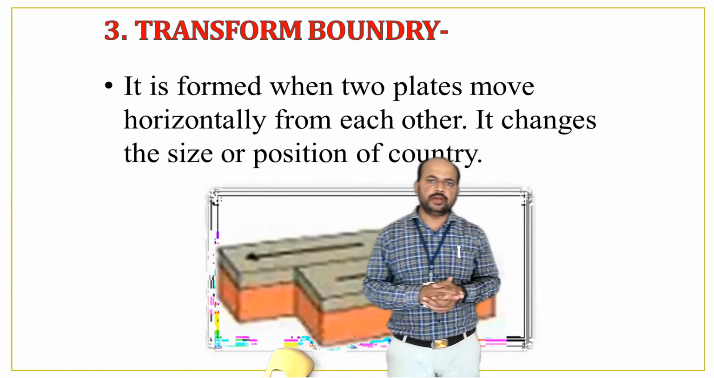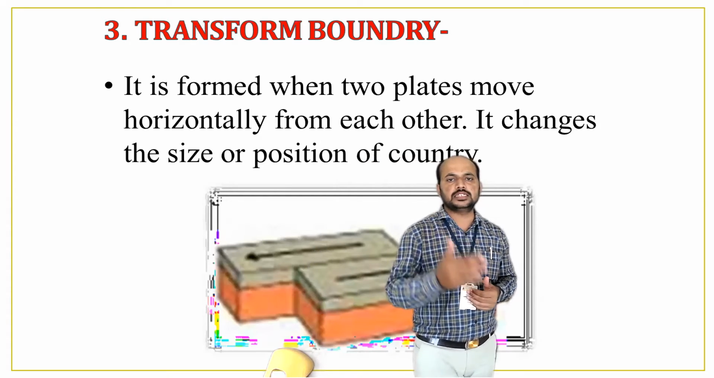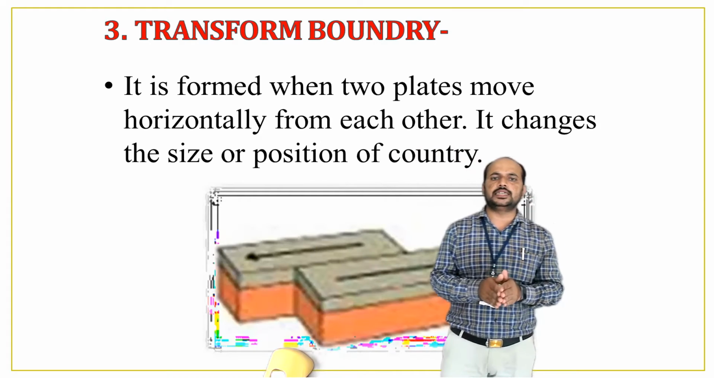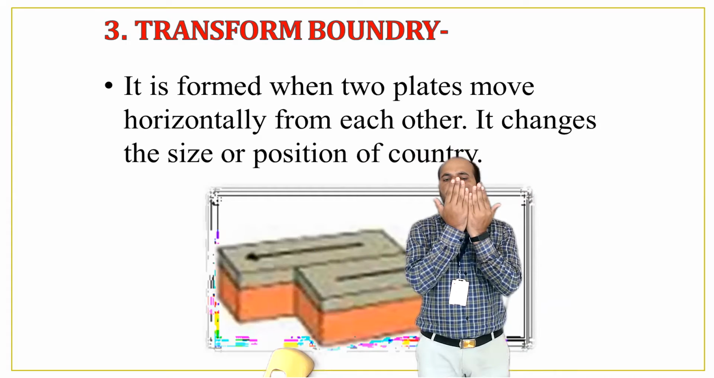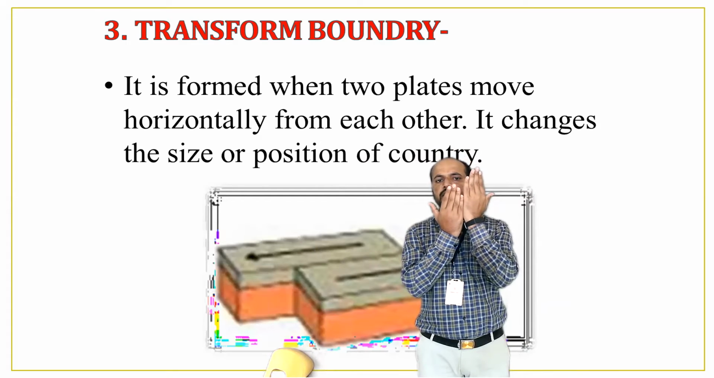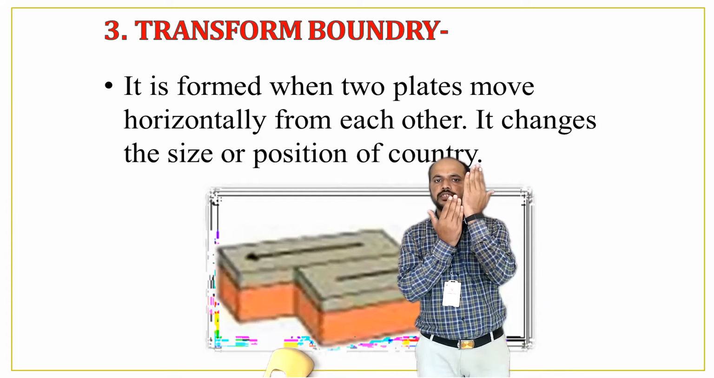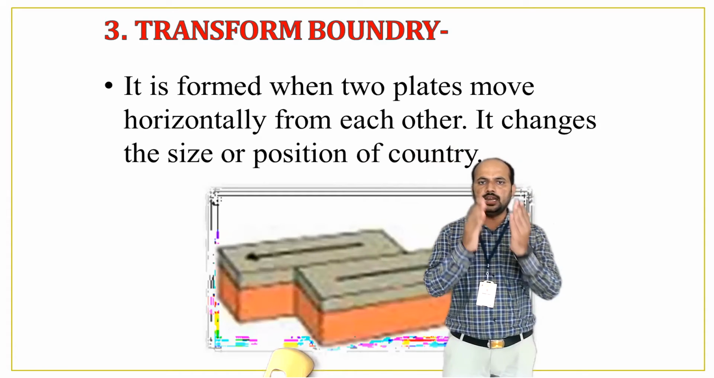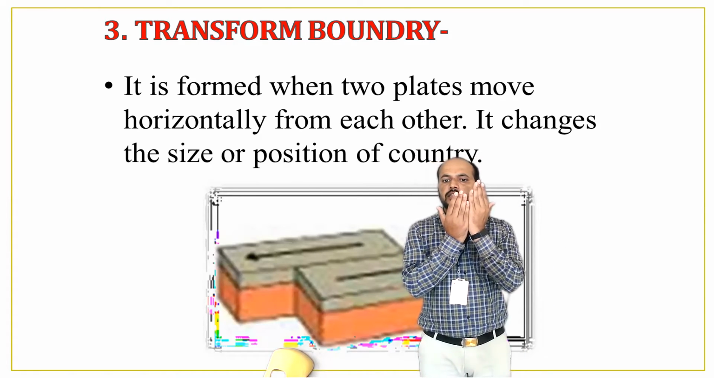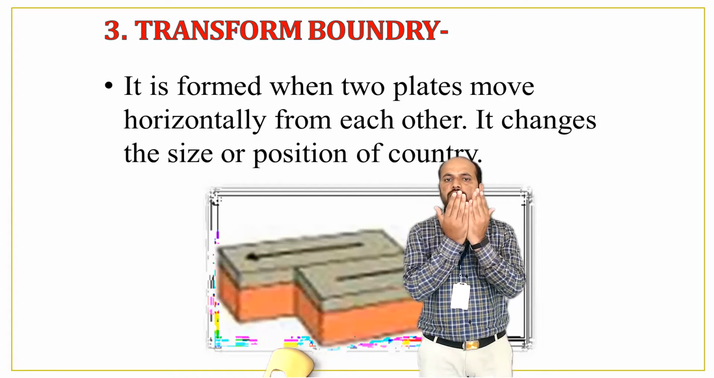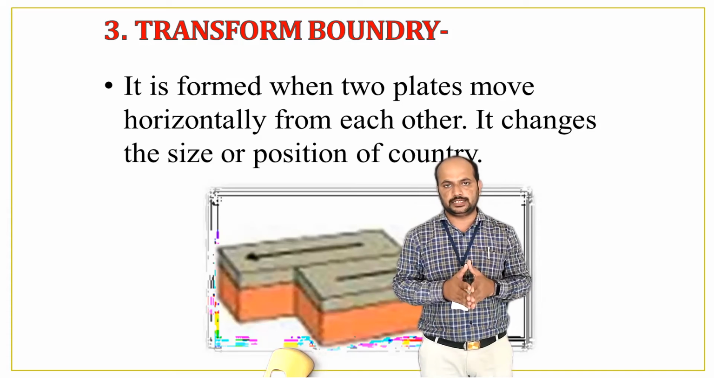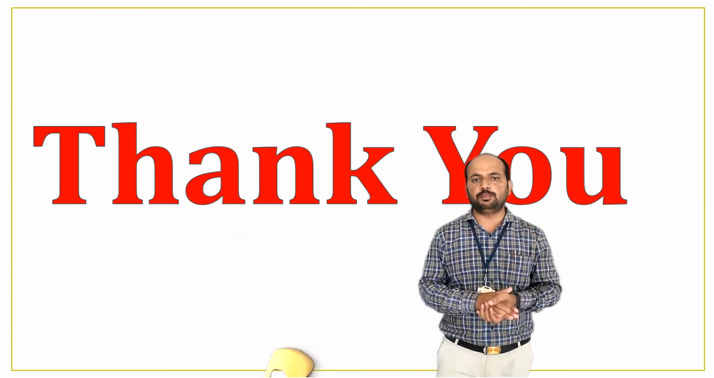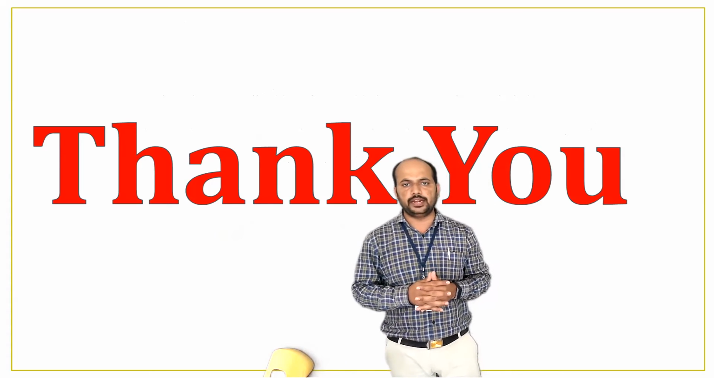And the last movement of the plate is categorized as transform boundary. What happens in this transform boundary? How is the movement of the plates in transform boundary? When the 2 plates move horizontally from each other, they are moving parallel to each other. Such kind of movement is called transform movement or the transform boundary. Generally, in such kind of movements, the size and the shape or the position of the country or the continent changes. So these are the main 3 boundaries formed by the movement of the plates, and it is discussed in the theory of plate tectonics.